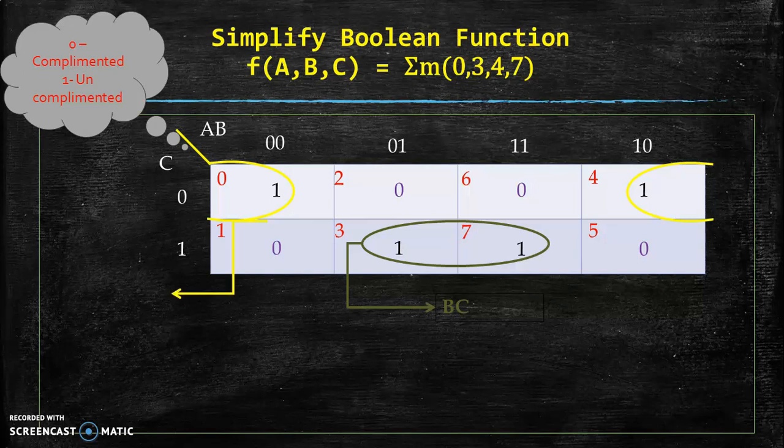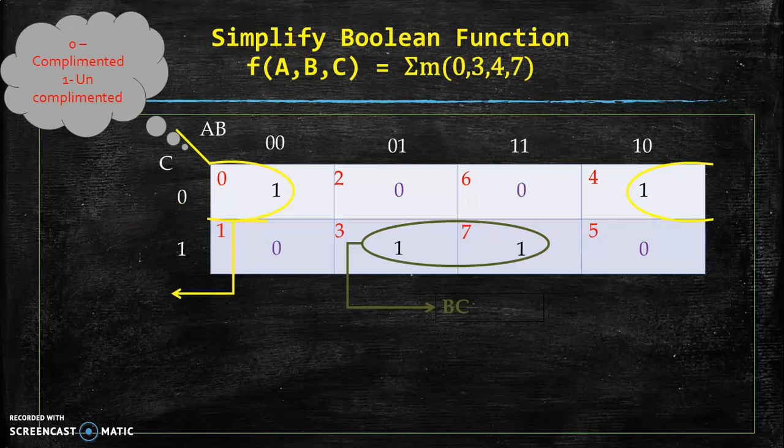In the same way, for the other pair, we again check AB first. For cell number 0 we have 0, 0, and for cell number 4 we have 1, 0. Again, we can see that A is changing from 0 to 1, so we have to eliminate variable A. B remains common, 0 and 0, so it is complemented, and we write B bar. And for C, it is 0 again, so we write C bar.